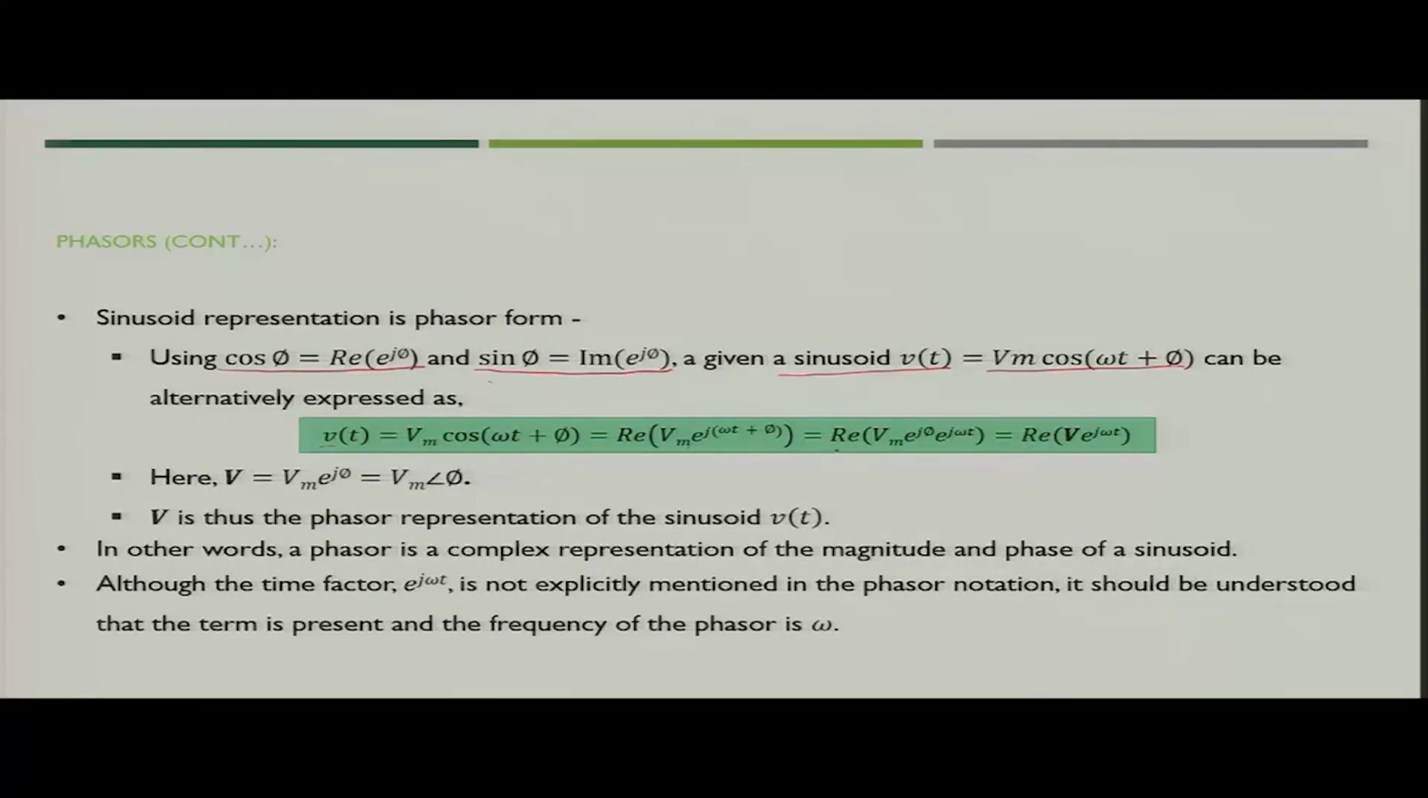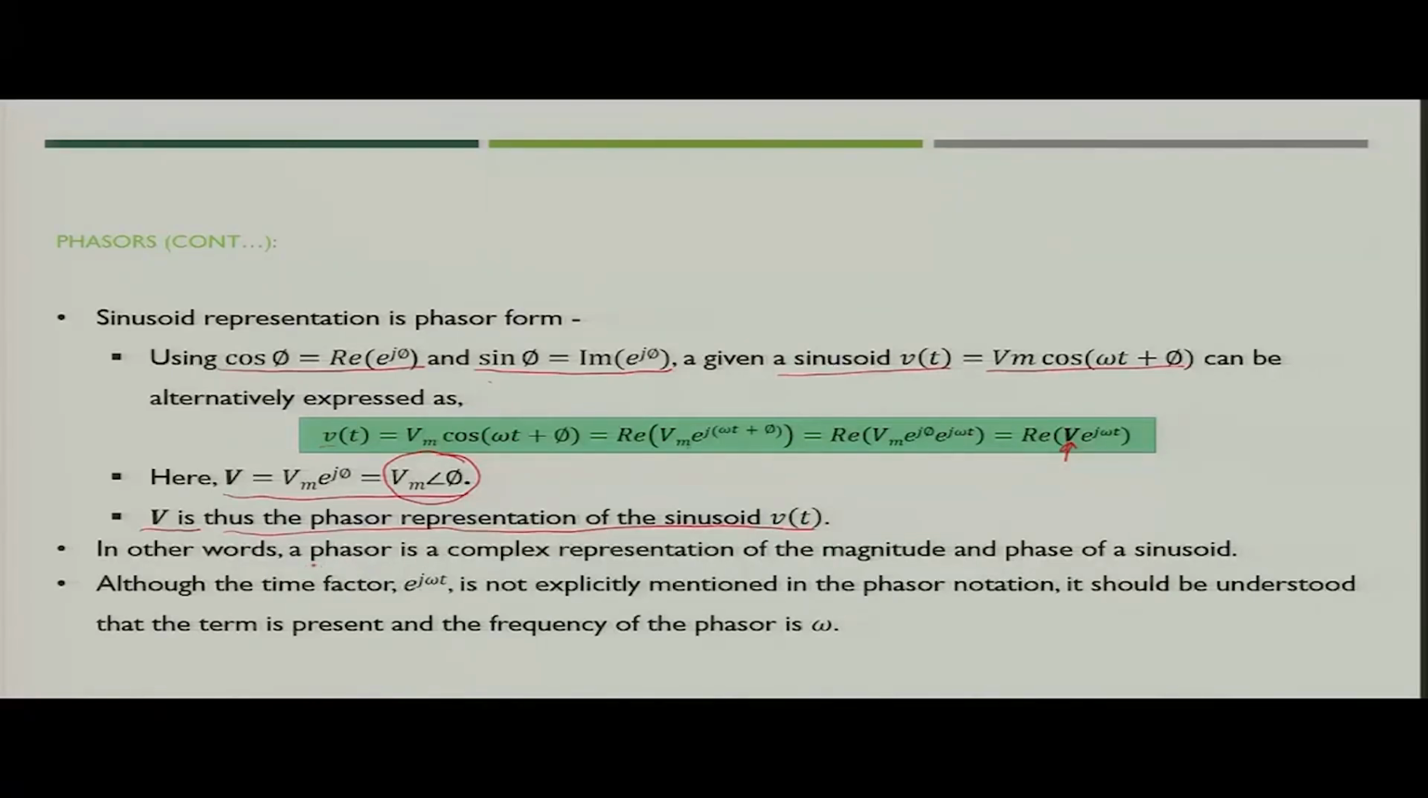So, we write this expression as the real part of capital V into e to the power j omega t. What is capital V? Capital V is nothing but V m e to the power j phi. That is nothing but the phasor representation of the sinusoid. In short form we write it as V m angle phi. In this way the bold capital V which you see in the slide is the phasor representation of the sinusoid.